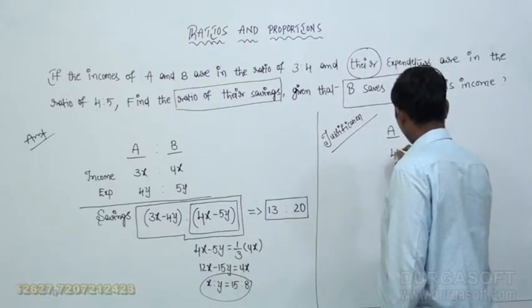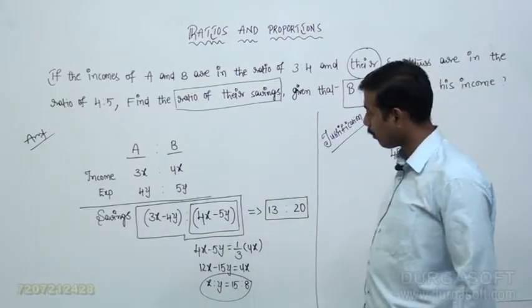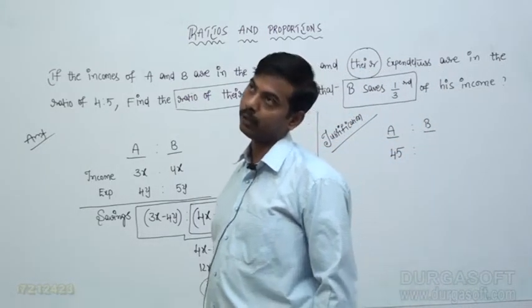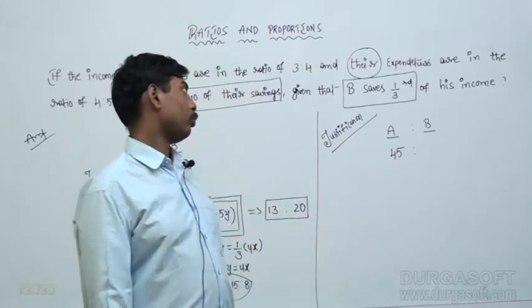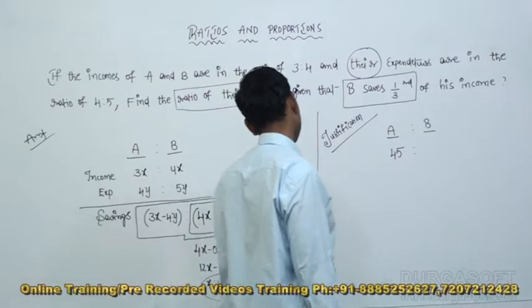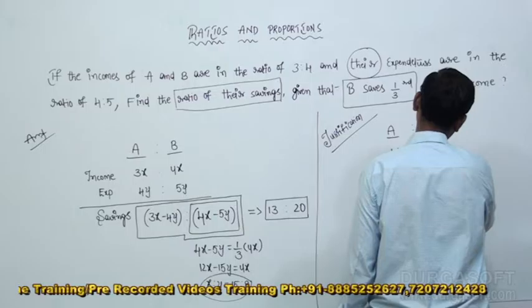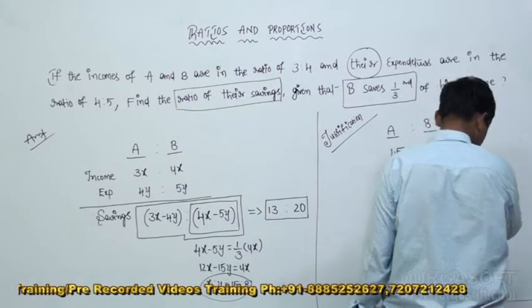Income of A, we came to know that is 45 watts. Next one, all right, my dear guys. Next one, income of B, we have to put attention here, 4x. 4x means that is 4 into 8, total how many watts here? 32 watts only, all right.